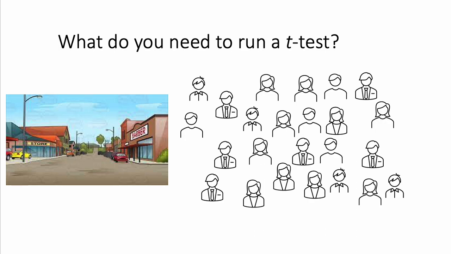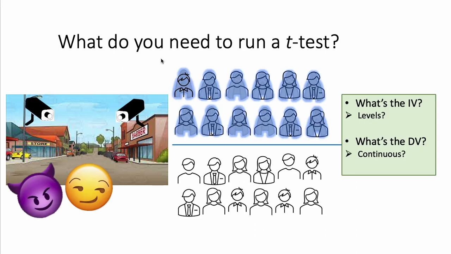So we have 24 participants. We randomly assign them to each condition. So 12 of them will receive a cloak and 12 of them will not have a cloak. So our independent variable is whether or not they receive a cloak, and the levels are cloak versus no cloak. And then our dependent variable is continuous, and it's the number of mischievous acts that they commit in that week.